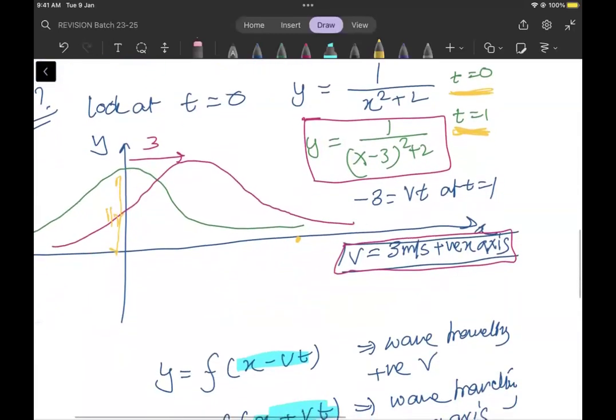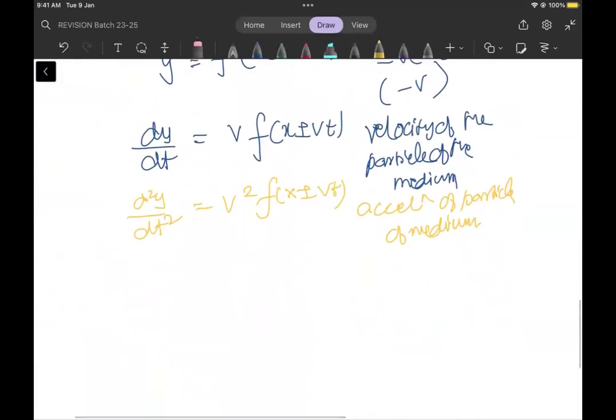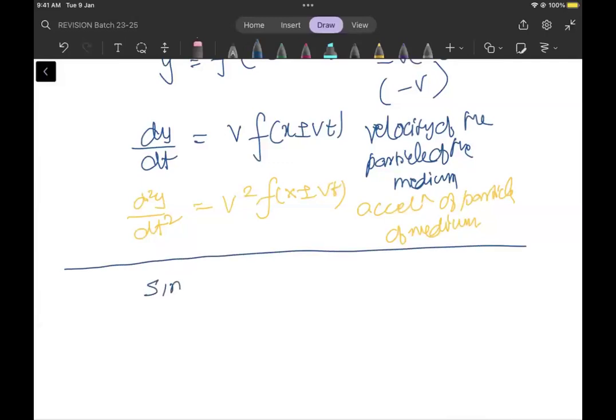Okay, so now we'll move on to sinusoidal waves, which is the most common wave phenomena. Sinusoidal waves. Sir, dy by dt includes v times f dash, v times f dash of x plus minus vt. Yes, sorry, yes. And what will come in a? f double dash. f double dash, yes. I had said that your calculus would be better than mine, so I was waiting for this day for a very long time.